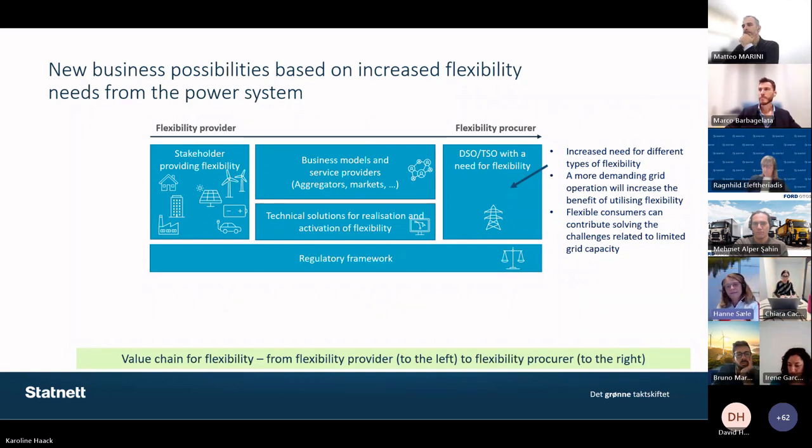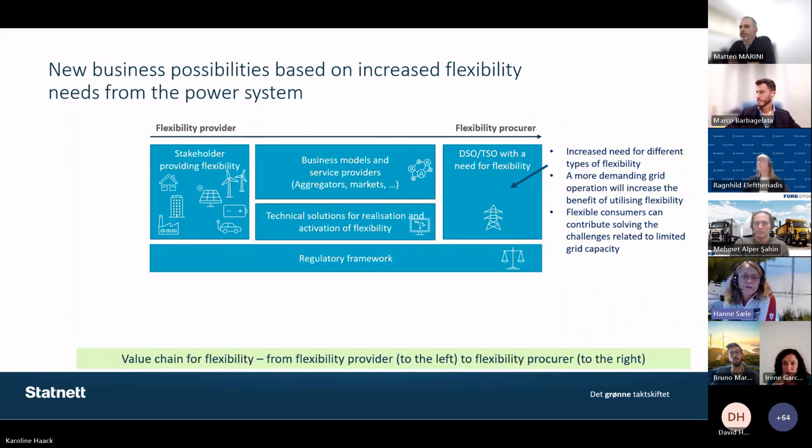And as we see, the trends in the power system, a more demanding grid operation will increase the benefit of utilizing flexibility, both for existing stakeholders offering flexibility, but also for new stakeholders. Because in periods there is limited flexibility available from the large hydro plants because most of the consumption is supported by electricity generated by, for example, solar panel. So where do we then get the flexibility? And also flexible consumers can contribute solving challenges related to periods or areas where limited grid capacity.